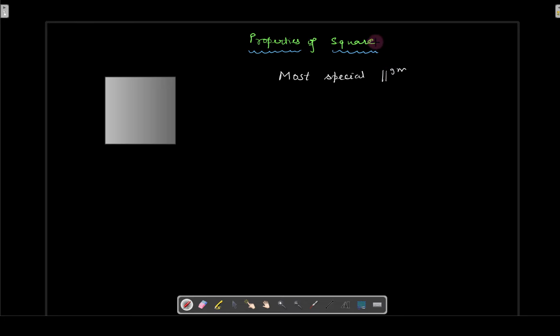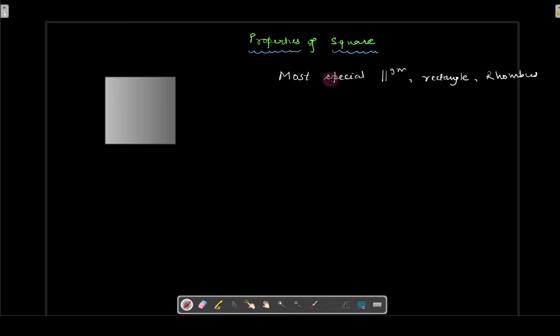Squares follow all the properties of parallelograms, all the properties of rectangles, and the properties of rhombus. So let's recall all the properties. Square is a parallelogram, it is also a rectangle, it is also a rhombus.